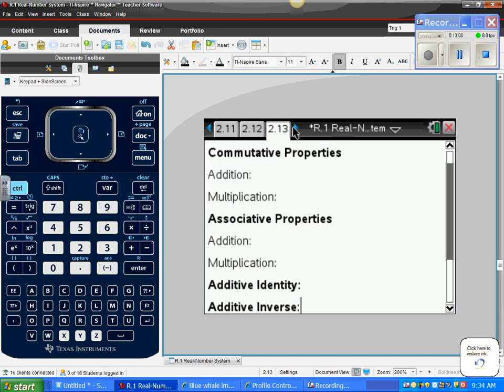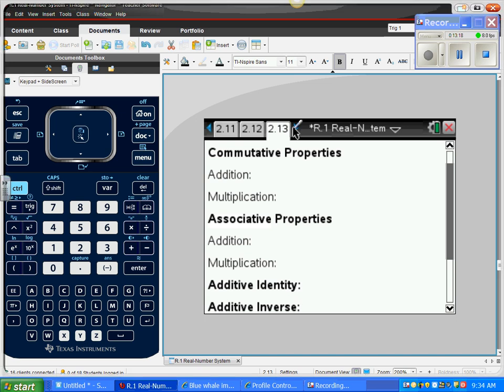Okay, a couple of properties. And again, we're going to go through this relatively quickly. I didn't want this video to run too long, so we're almost done here. Commutative property for addition. My commutative property for addition is going to be my a plus b, which is going to be the same thing as my b plus a. There's my commutative property for addition. Multiplication works essentially the same way. a times b equals b times a.